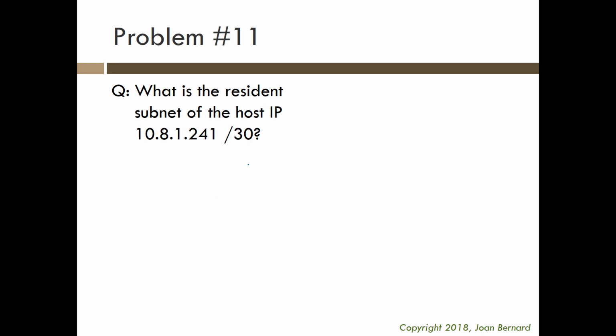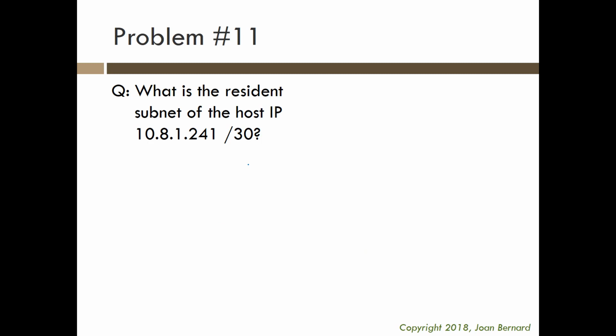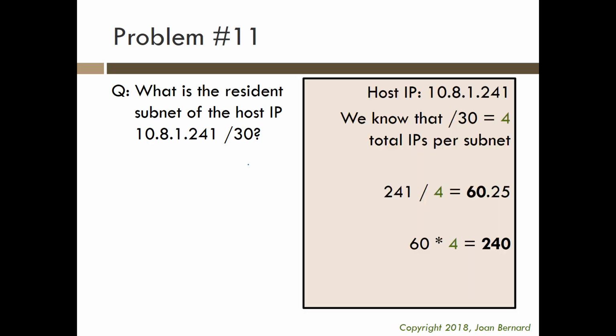Okay. From 11. All right, this is the /30. So that's going to be the last one that we learn about, the /30 subnet. What is the resident subnet of the host 10.8.1.241/30? So once again, a /30 is like taking that whole pie and cutting it into 64 little slices. So only 4 total IP addresses in each network. That's too much to actually draw out. So we definitely want to go straight to our method 3, where we write down the host IP. We know that a /30 is 4 total IPs per subnet.